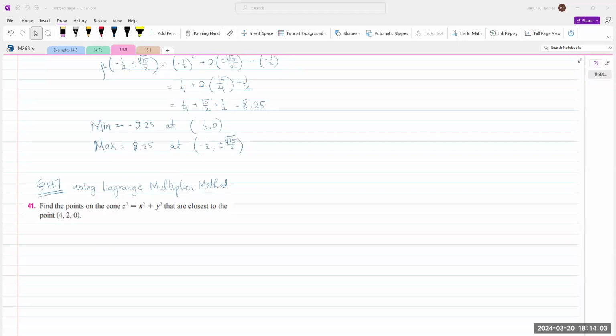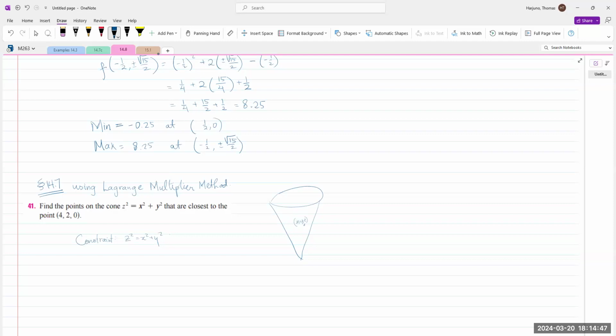Okay, next let's do a problem from this 14.7. But instead of using the method we have in 14.7, we will use Lagrange multiplier method. Okay, so find the points on the cone that are closest to a point, another point. If we try to sketch the situation, the point we choose has to be on the cone. Call that xyz. Now that xyz must satisfy the constraint, right? So the constraint will be z squared equals x squared plus y squared.